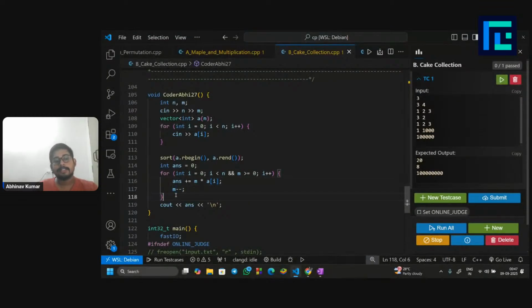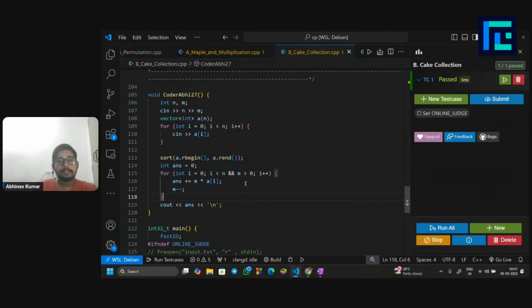We keep doing m minus minus until m is greater than 0. I can write it as strictly greater than 0 also. For equal to 0, we would add a multiplied by 0 only, so it won't affect our answer. So we can write greater than 0. So either m is greater than 0 or i is less than n for 0-based indexing. This would be our break condition for the loop. We keep adding to the answer and print our answer. Okay, so I hope this would be clear to you.